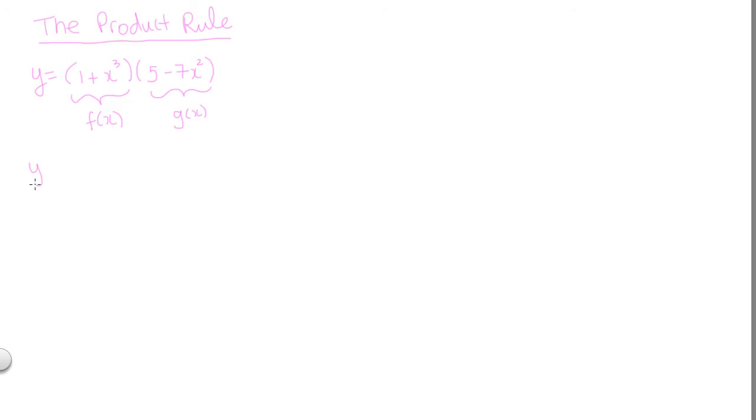The product rule tells us that if we want to take the derivative of y, we need to write down our first factor, f of x, times the derivative of our second factor, so times g prime of x, and we need to add on now our second factor, g of x, times the derivative of our first factor, so times f prime of x. And this formula right here is what's called the product rule.